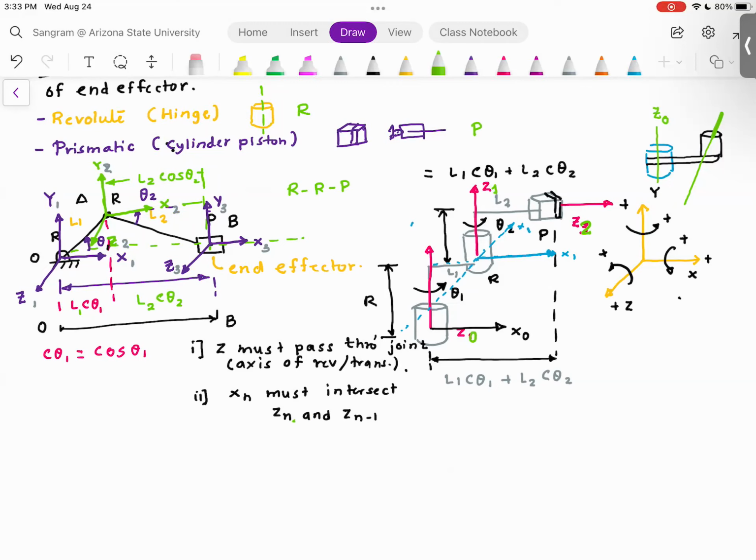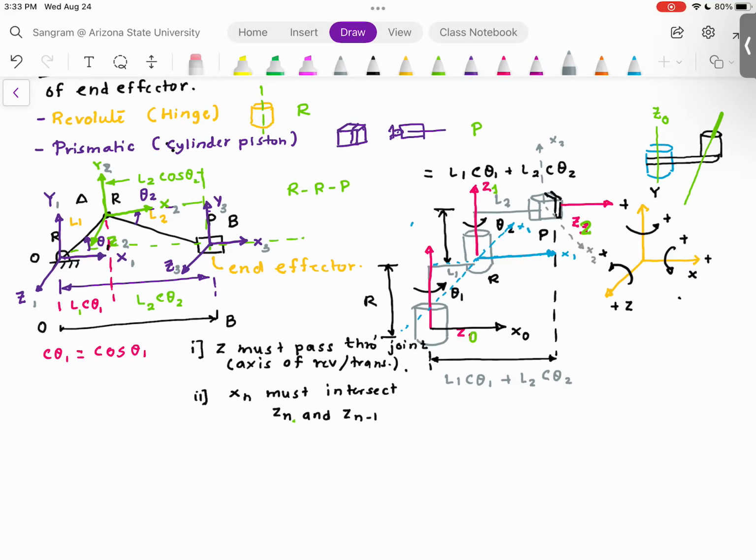Now the last part is, what do I do with x2? So this is my z2. I need to come up with x2, and I have again two choices. One choice is I can use my x2 something like this. The second choice is I can use my x2 like this.